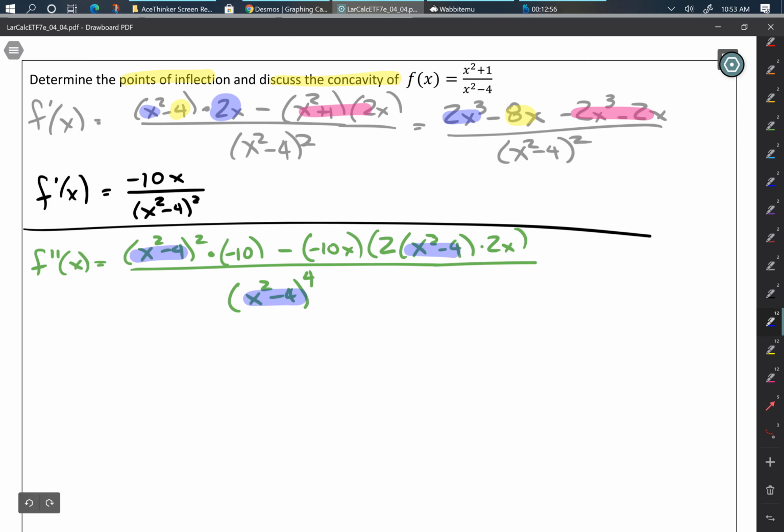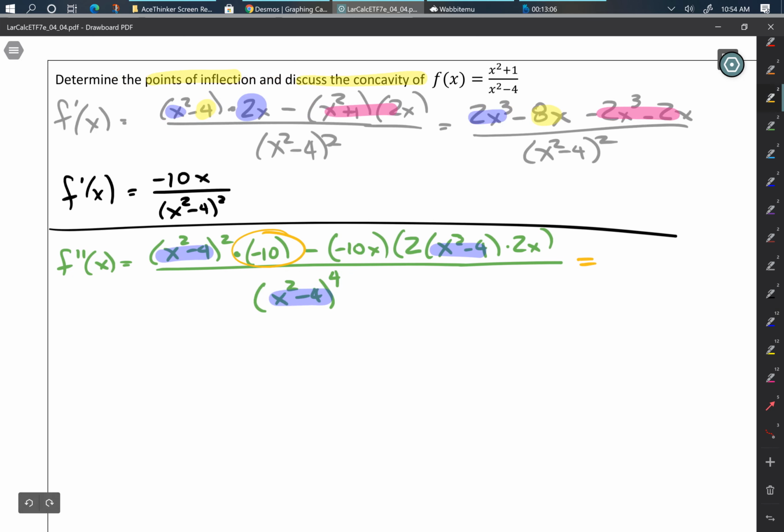So I'll factor that out and see what's left. Let's see. When I factor that out in the first term, I'm going to be left with this negative 10 times an x squared minus 4, or a negative 10x squared plus 40. When I factor out the second term, I'm left with a negative of 2x and a 10, so that's 40x squared plus 40x squared over, just checking my math real quick, an x squared minus 4 cubed.